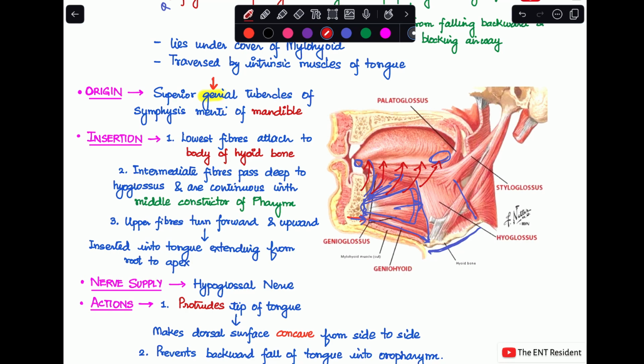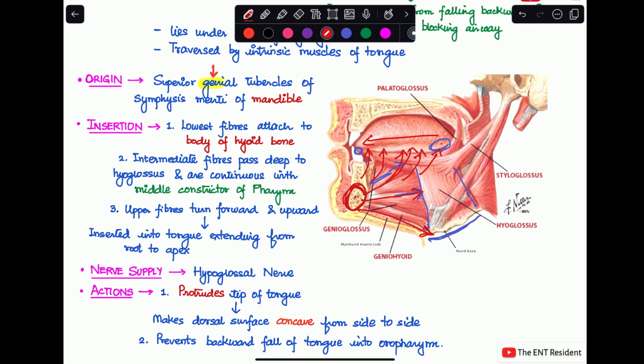So what did we learn? The genioglossus muscle takes origin from the superior genial tubercle of the symphysis menti, right over here. And then how does it get inserted? We'll divide it into three different types of fibers. The lowest fibers will go down to the hyoid bone body. The intermediate fibers will go deep to the hyoglossus and continue with the middle constrictor of the pharynx. And the uppermost fibers will go upwards and forwards and get inserted into the tongue from the root to the apex. And the nerve supply of the tongue is the hypoglossal nerve.